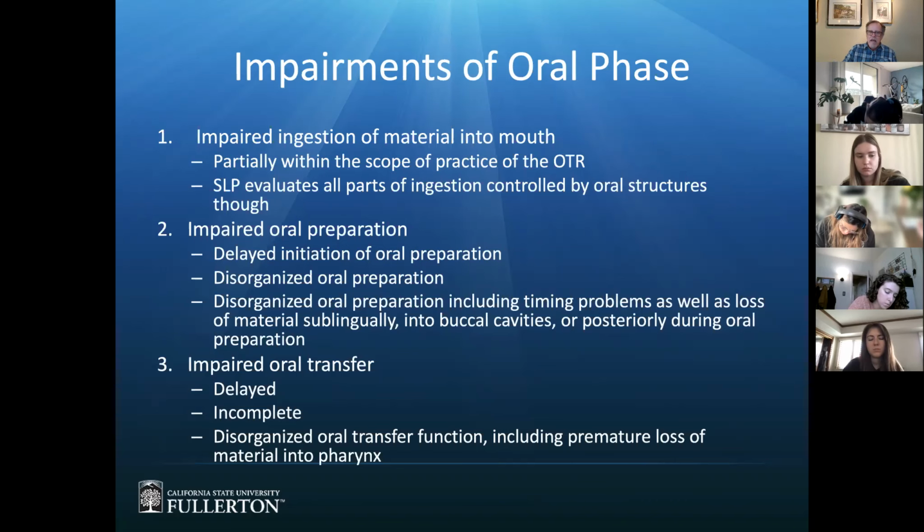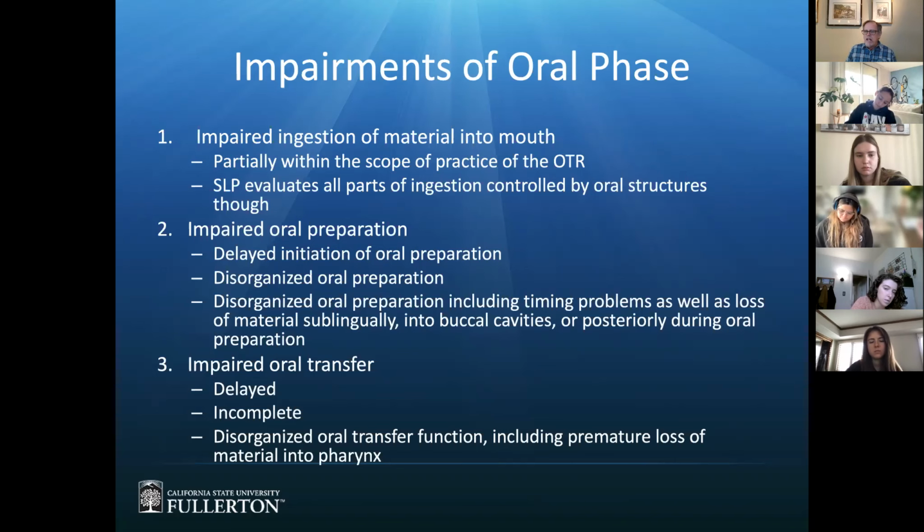Then we start looking at oral preparation. And oral preparation problems, impairments of oral preparation, can fall into different subcategories. One is a delayed initiation of oral preparation. You'll see that often in patients where you put some pudding into their mouth, and it's on their tongue. They're not doing anything. That's delayed initiation of oral preparation. And of course, we'll go into a lot more detail on that.